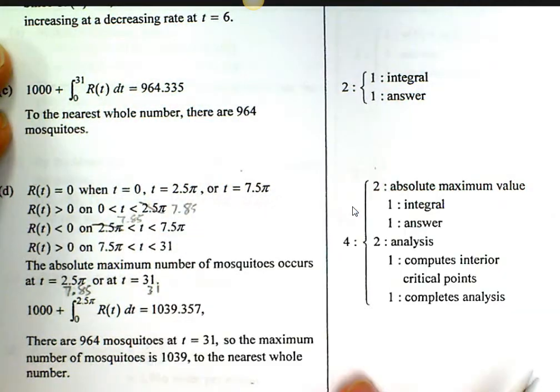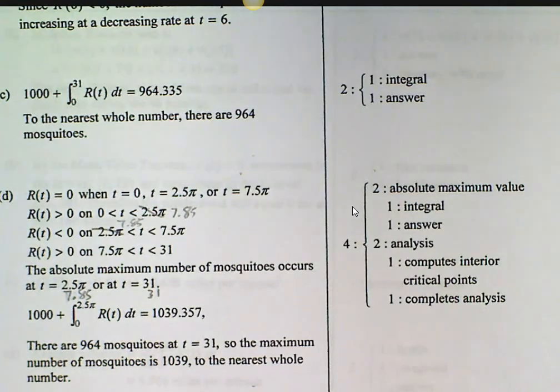Okay, so guys, look. On the graph, the derivative, the rate, was greater than 0 from 0 to 7.85, and then less than 0 from 7.85 to 7.5 pi. It goes from positive to negative, right? So that makes it a candidate for the absolute maximum, because the derivative goes from positive to negative.